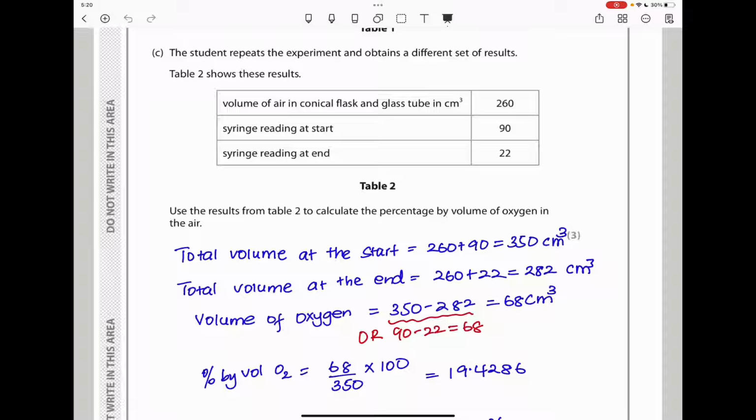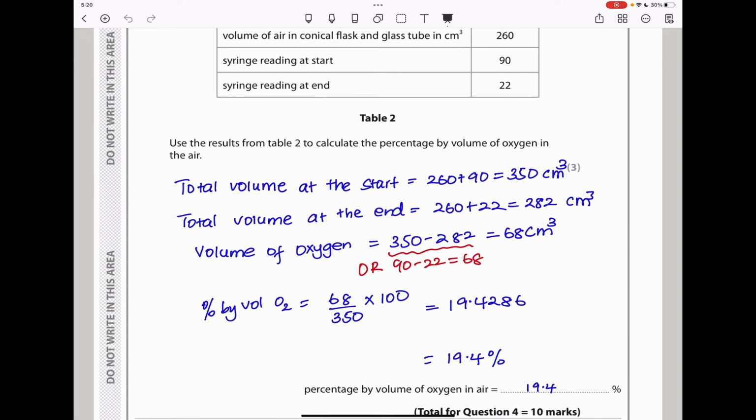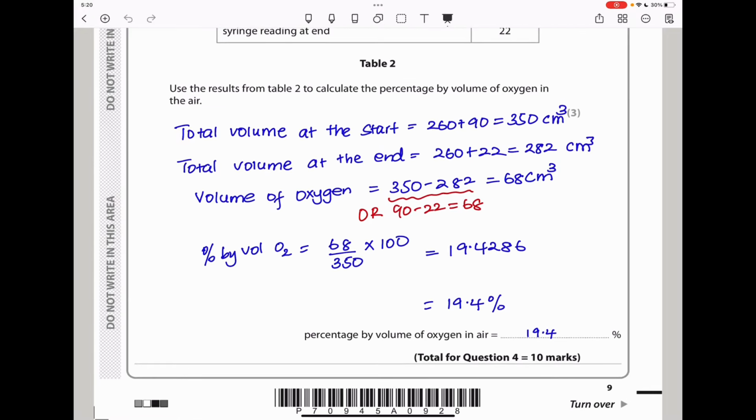90 minus 22 gives you 68 centimeters cubed. Now, to calculate the percentage by volume of oxygen, it should be the volume of oxygen divided by the total volume times 100, which gives us 19.4286. And again, here I rounded it off to 19.4% to be more precise.